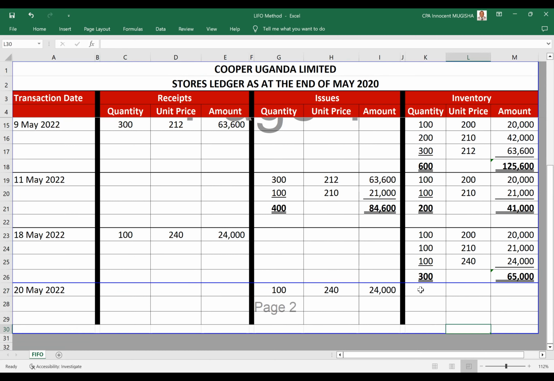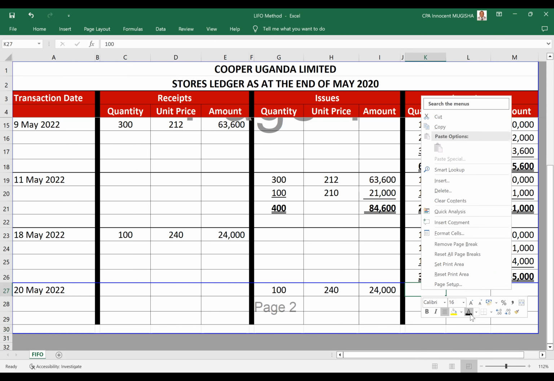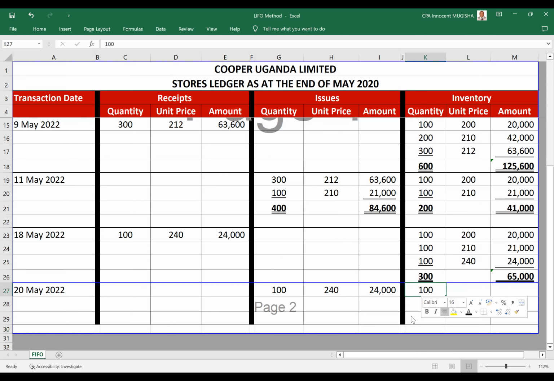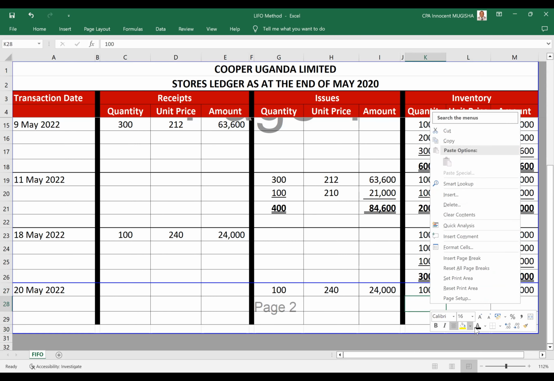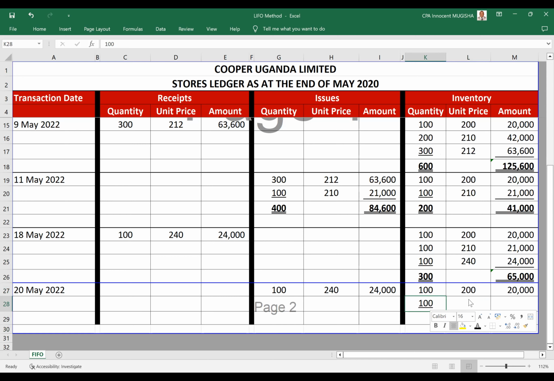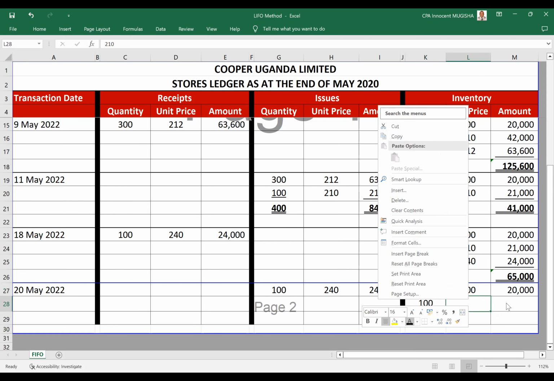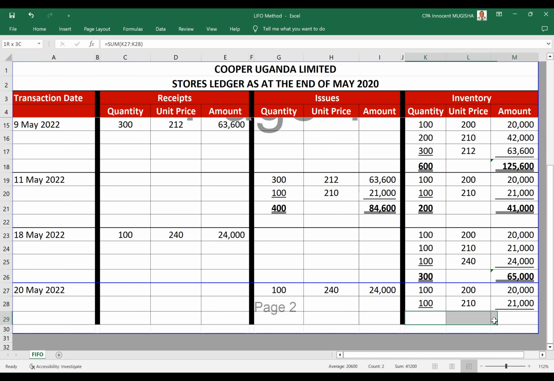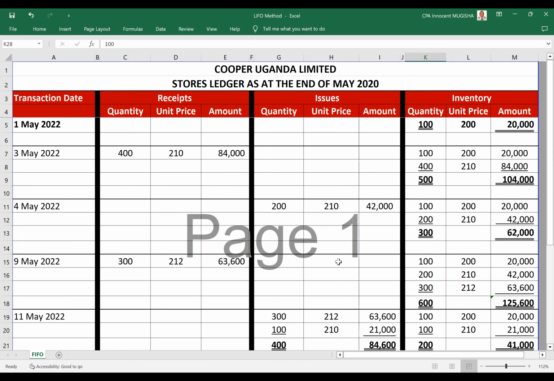In the store, I remain with 200, 100 at 200 and 100 at 210. 100 at 200, the old one, and 100 at 210. So you can imagine that the cartons we had at the beginning are still there. We are just issuing out the latest. So that's how bad this method is. It's not really reflecting what's happening.